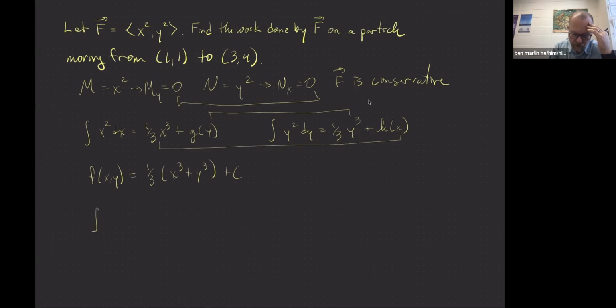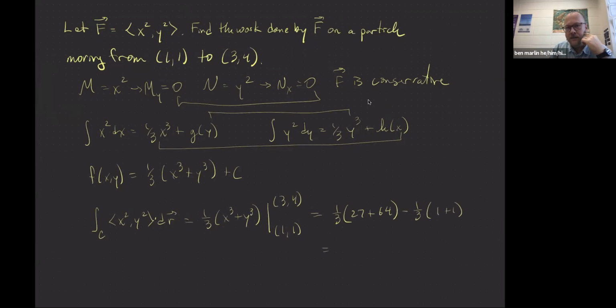So we want to integrate across this curve, this x squared, y squared dot dr vector. And we can just say 1/3 x cubed plus y cubed, evaluated from (1, 1) to (3, 4). And so we end up with 1/3 of 3 cubed is 27, 4 cubed is 64, minus 1/3 of 1 cubed plus 1 cubed. All right, so that means we have 1/3 of 91, yeah, and minus 1/3 of 2. So 89/3. Boom, we're done.